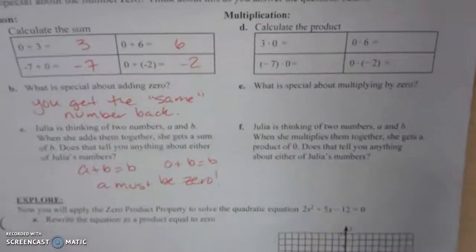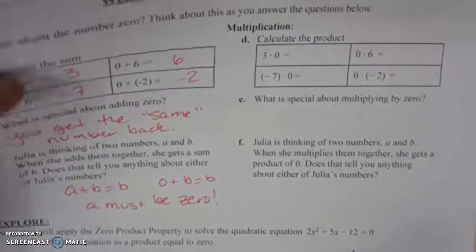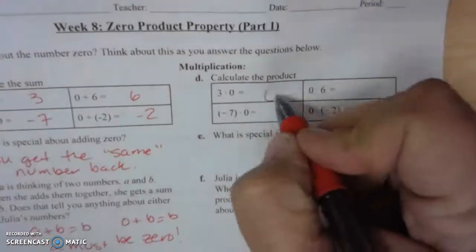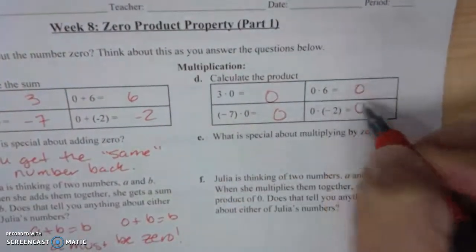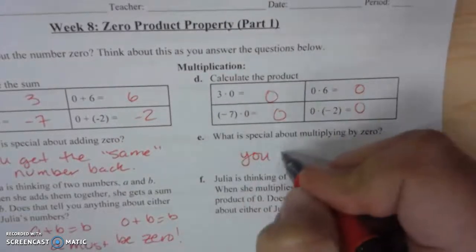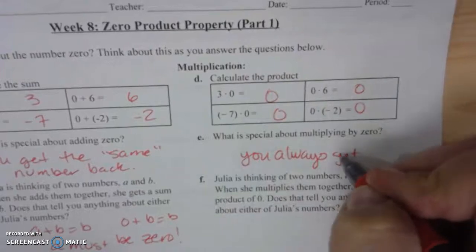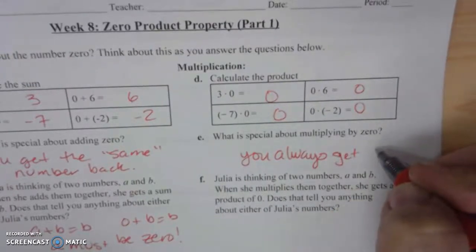Let's look at what happens when we calculate the product using 0. You already know all this. When I multiply by 0, I just get 0. That's pretty cool. You always get 0. That's what's so special.